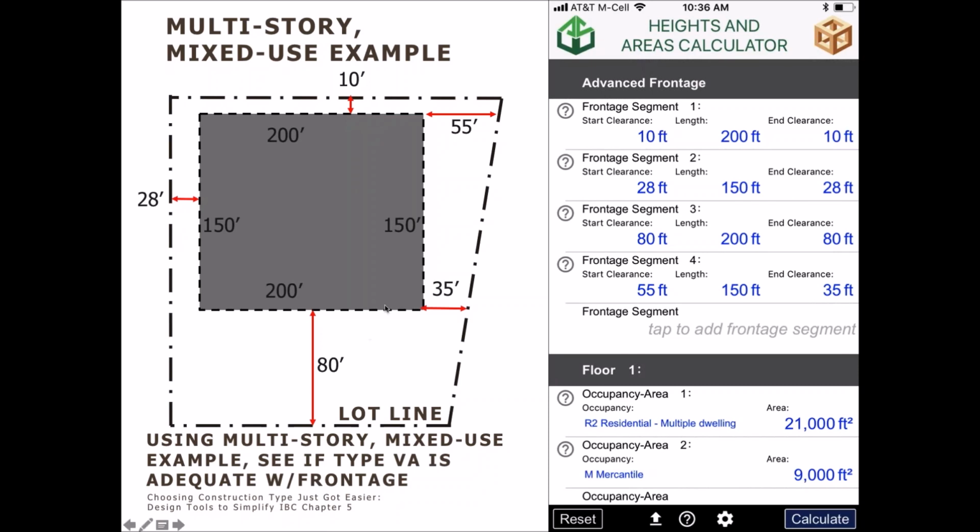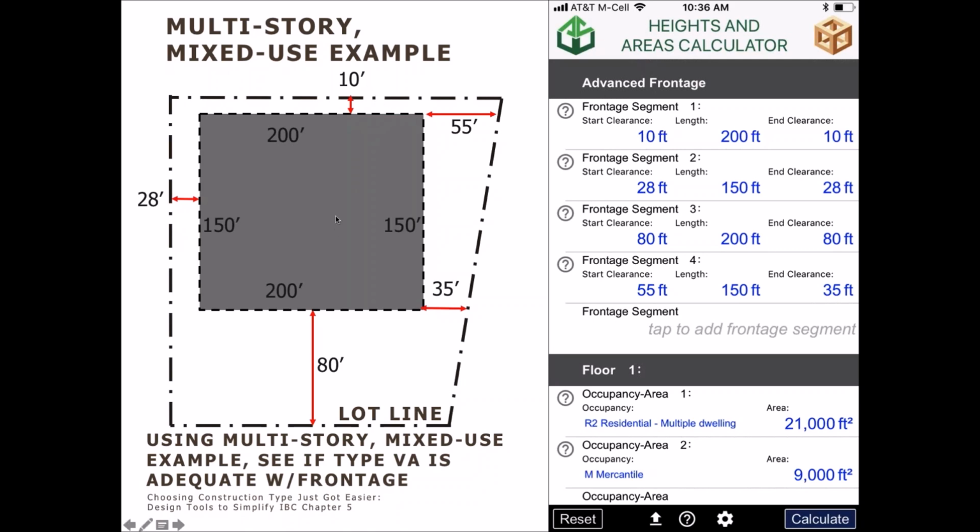So the only unique one here is this eastern wall. What we're doing here is saying our starting clearance is 55 feet and the ending clearance is 35 feet. By the way, it also wouldn't make a difference if we said our starting clearance was 35 feet and our ending clearance is 55 feet. You could do that either way. It doesn't make a difference. And then the length of the wall is 150 feet.